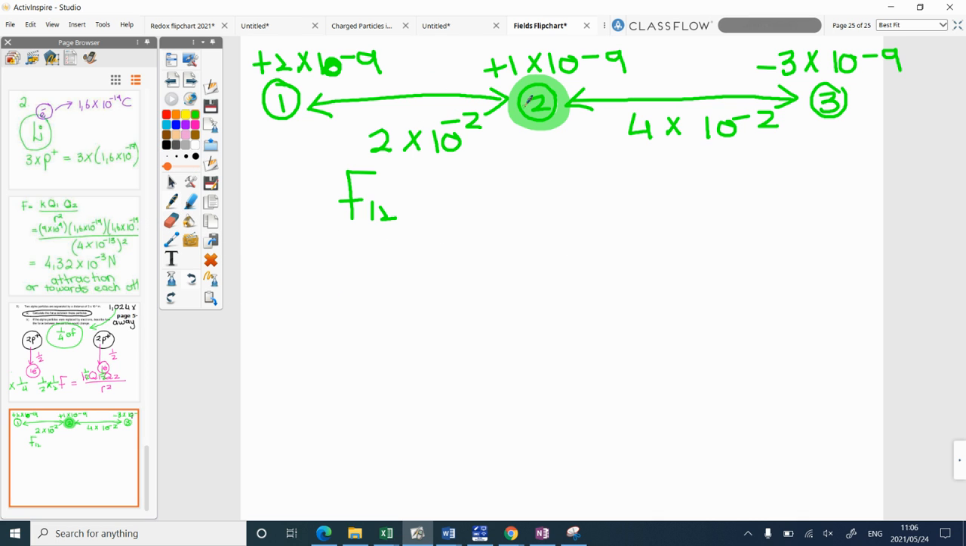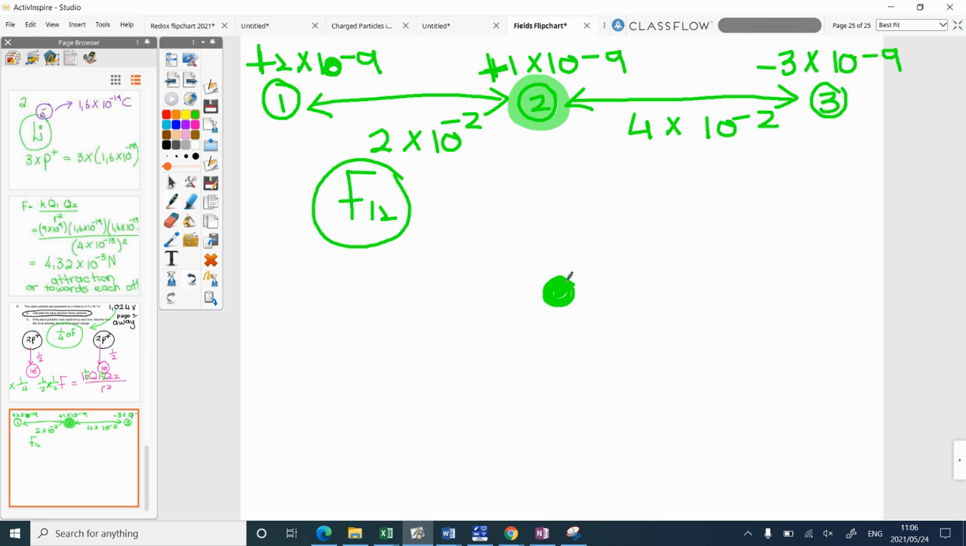Okay, so the force here is between 1 and 2. Now you need to think, if I draw a free body diagram for 2, 2 is going to be my dot. So which way will this F12 be pulling 2 if this is positive and this is also positive? To the left or to the right?